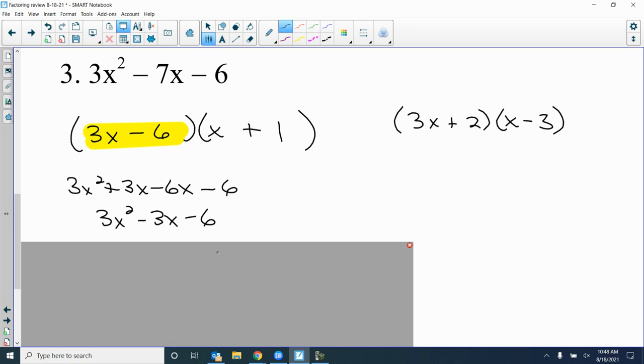I'm not going to go through the whole FOIL. I don't think we need to, because 3x times x is 3x squared. And we need that. That's -9x, and that's positive 2x. And what does that add up to? That adds up to -7. So is that right?